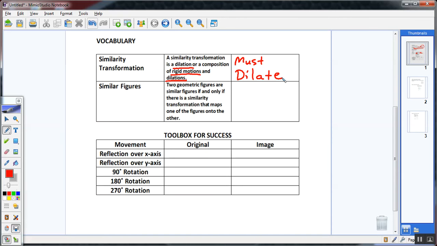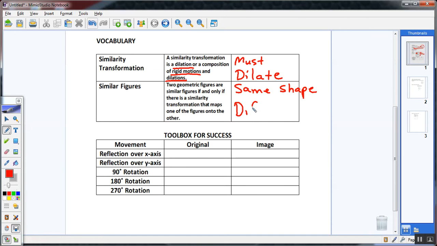Then similar figures. We know this already. Two geometric figures are considered similar figures if and only if there is a similarity transformation that maps one onto the other. Again, I'm not going to get too wrapped up in definitions. You guys probably know similar figures by same what? Same shape.